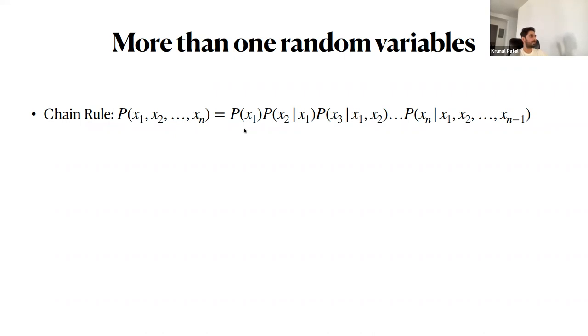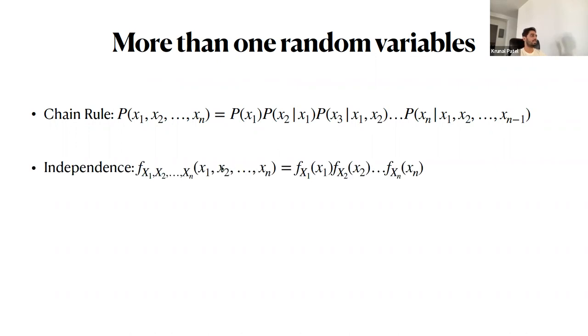So in that case, what will happen is all these conditional probabilities will become the individual marginal distribution functions, because the probability of x2 given x1 is the same as the probability of x2, because x2 is not dependent on x1, and so on and so forth. So the joint distribution function will be the multiplication of each marginal distribution function.